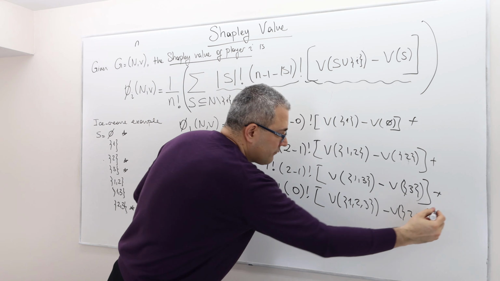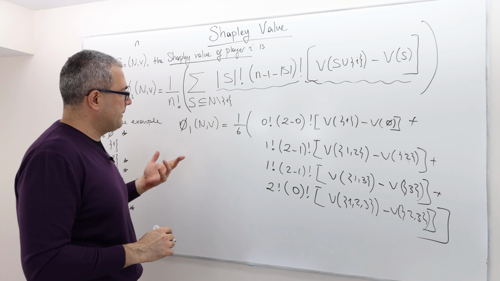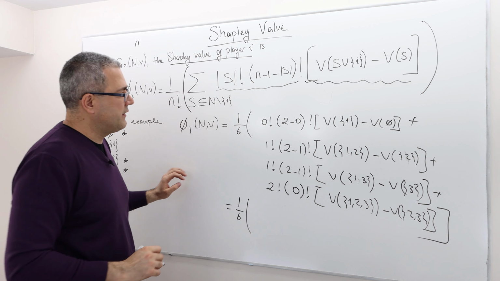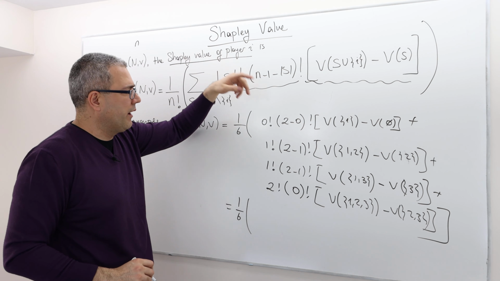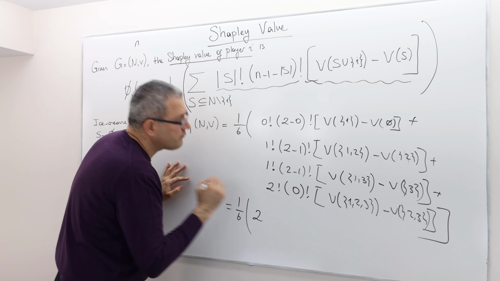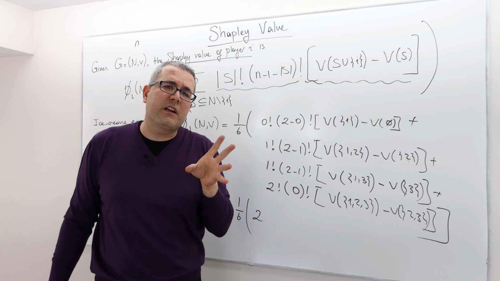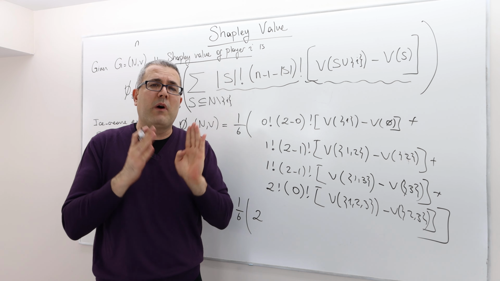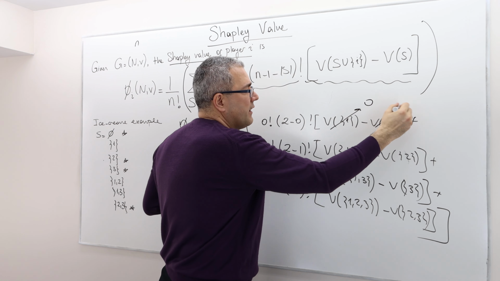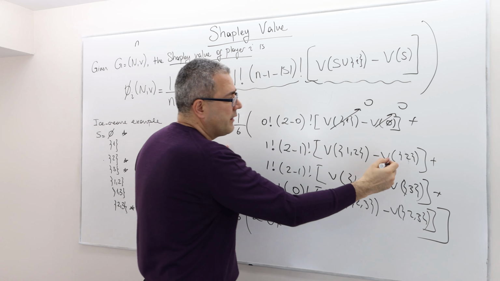Okay, that's it. Very good. So here, let me write this. 1 over 6, parentheses. 0 factorial is 1. 2 factorial is 2. So this is 2 times this. If you remember, if a player is alone he can't buy ice cream. So V of 1 is simply 0. V of the empty set is also 0. So this is 0 times this. Good. Well, this is 0.